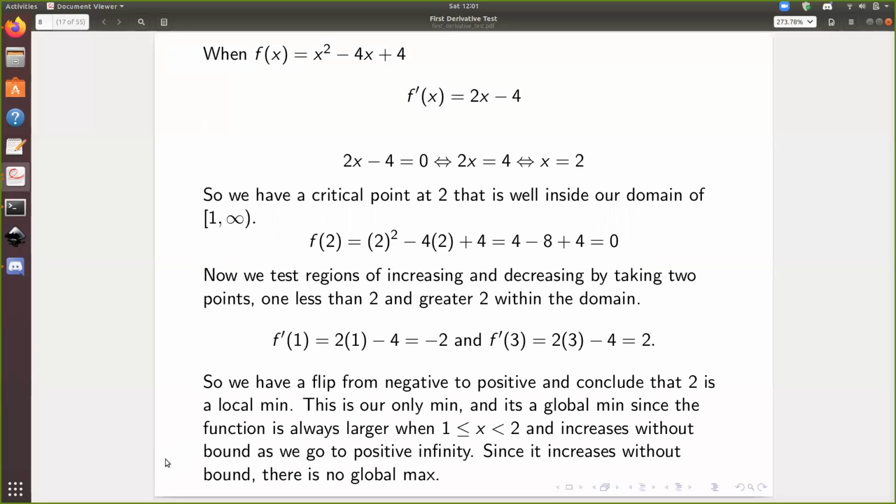And we're also going to conclude that it's a global minimum since the function is always bigger when 1 is less than or equal to x is less than 2. Think about the fact of what we just calculated right here. Think about how the function's always decreasing when it's less than 2 in this case. So that means everything has to be a little bigger. And then we also get that the function increases without bound as we go to positive infinity. So our local min here is actually a global min. And since the function increases without bound, there is no global max.